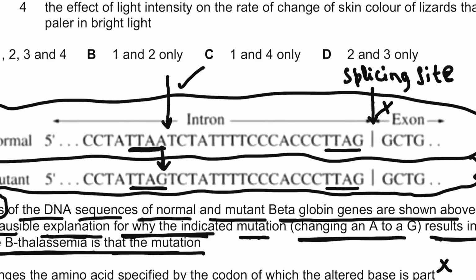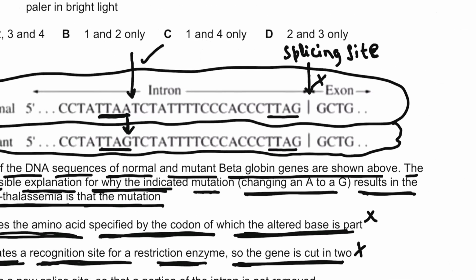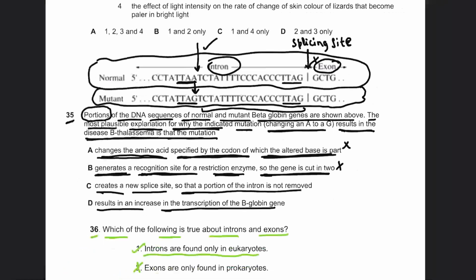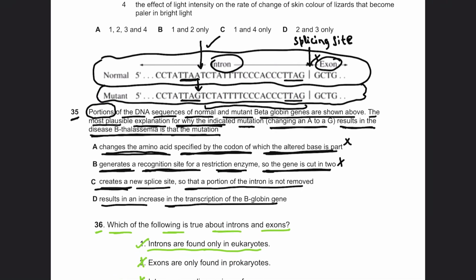Because of that, that intron will be included in the exon. So there will be some extra bases which will become coding, and these will code for extra amino acids, resulting in a non-functional polypeptide, right? And this will cause a disease called beta-thalassemia, because this will result in the formation of an abnormal beta globin polypeptide chain. So the answer should be that this mutation creates a new splice site so that the portion of the intron is not removed. The answer is C.